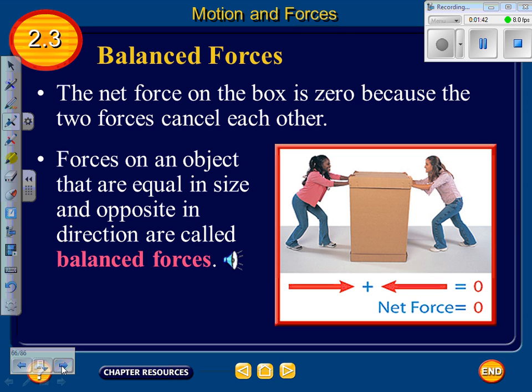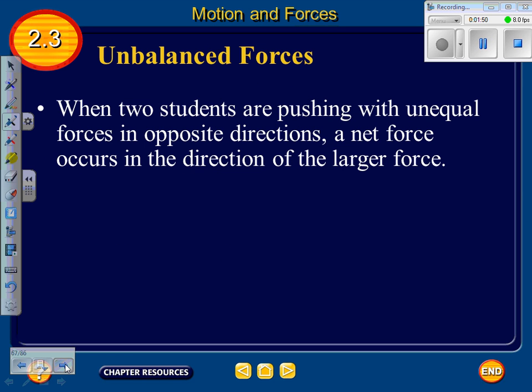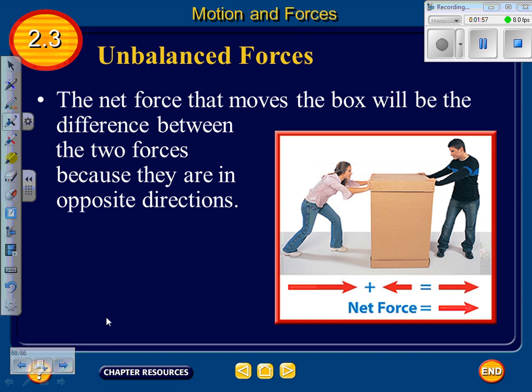Forces on an object that are equal in size and opposite in direction are called balanced forces, or if they equal 0, they're balanced. When two students are pushing with unequal forces in opposite directions, a net force occurs in the direction of the larger force. Here's an example of that. The net force that moves the box will be the difference between the two forces because they're in opposite directions. The girl is stronger than the boy in this case. She's able to push the box in this direction, so these forces are unbalanced and she'll overcome his force.